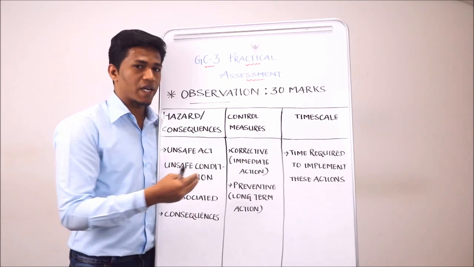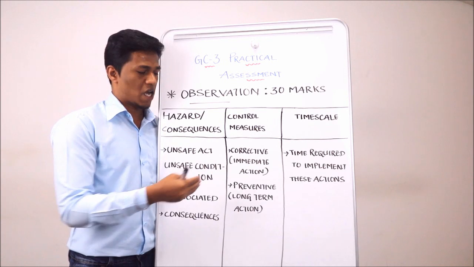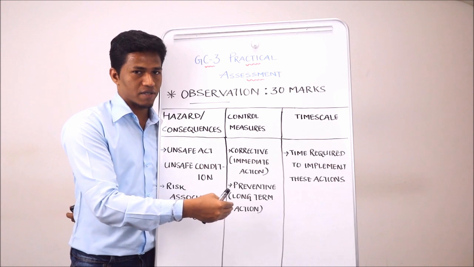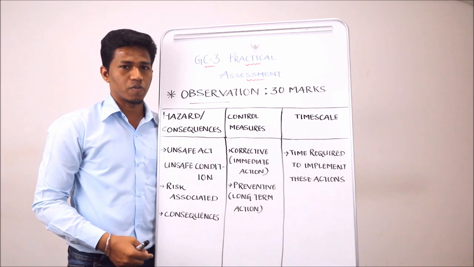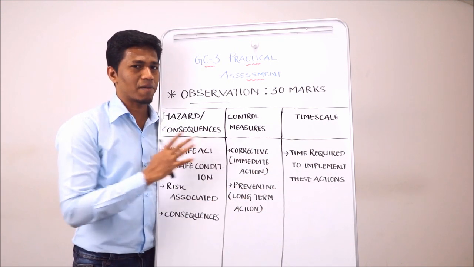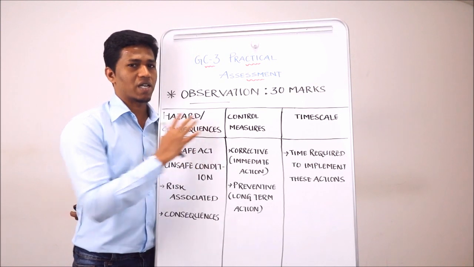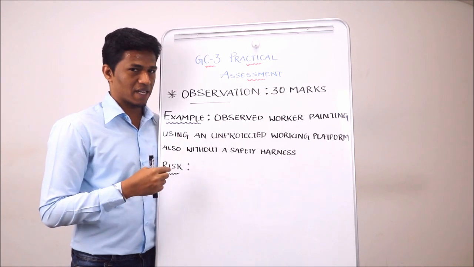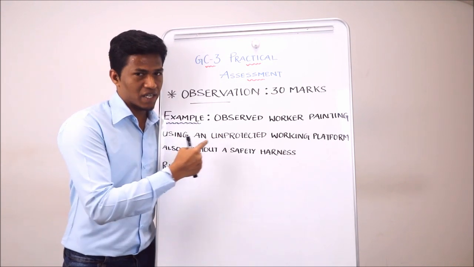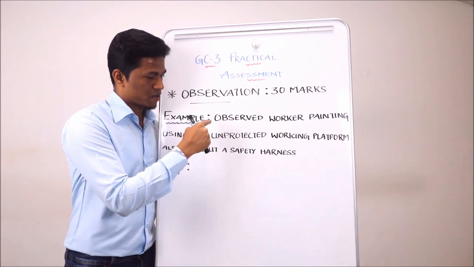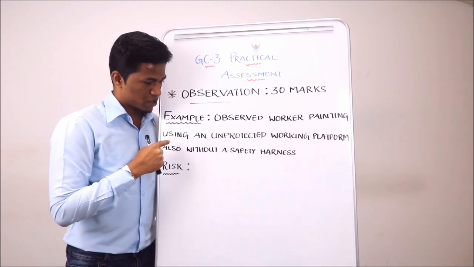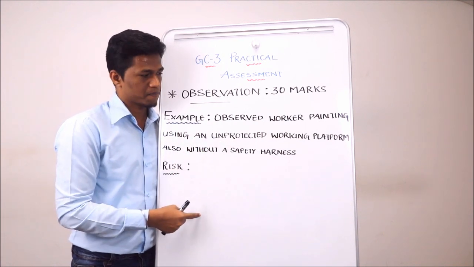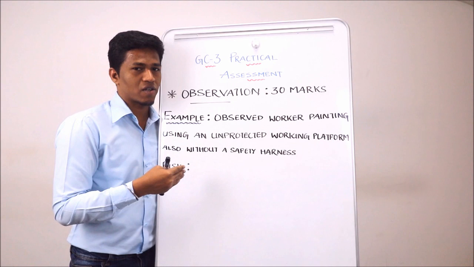How much time do you require to implement these control measures? How much time is required to implement the corrective, the immediate and the long-term actions? The time scale has to be written accordingly. Let's take an example under each section and we'll clear up this particular observation sheet along with the instructions. So let's take an example under observation. I've written an example here, let's read that. I've observed a worker painting using an unprotected working platform, also without a safety harness. Is it an unsafe act or an unsafe condition?